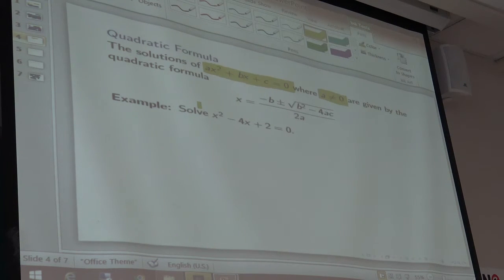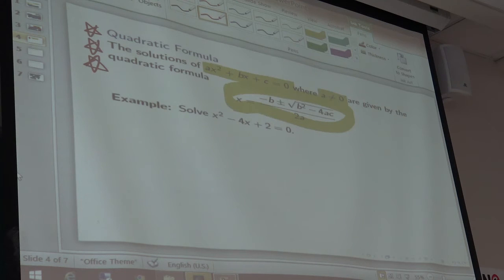However, sometimes we cannot do the factorization. Then we can use this very nice form, which is the quadratic formula. That is really useful. And it's a quadratic formula because we have x squared. X squared is quadratic, the power of x.